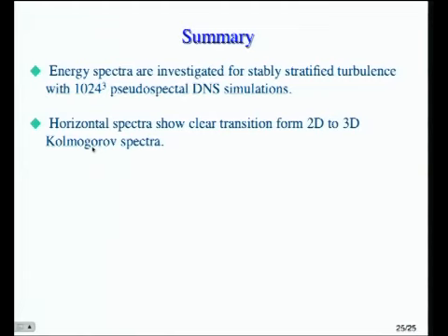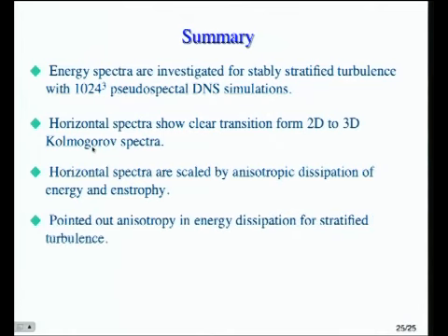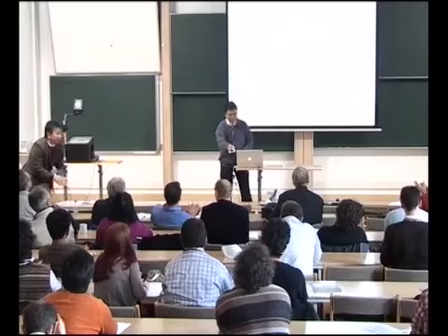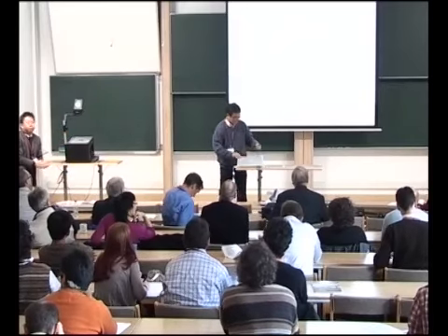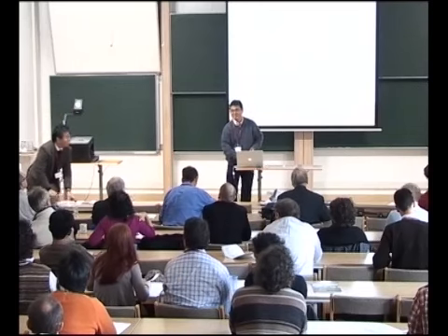Okay, so the summary is energy spectra. Energy spectra investigated for stably stratified turbulence with 1024 cubic pseudospectral DNS simulations. Horizontal spectra show a clear transition from 2D to 3D Kolmogorov spectra. And horizontal spectra are scaled by anisotropic dissipation of energy and entropy, and pointed out anisotropy in the energy dissipation for stratified turbulence. And the last thing is that a buoyancy Reynolds number bigger than 1 seems a condition for the transition to appear. Thank you very much.